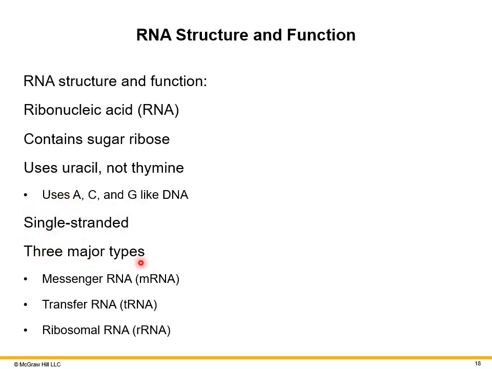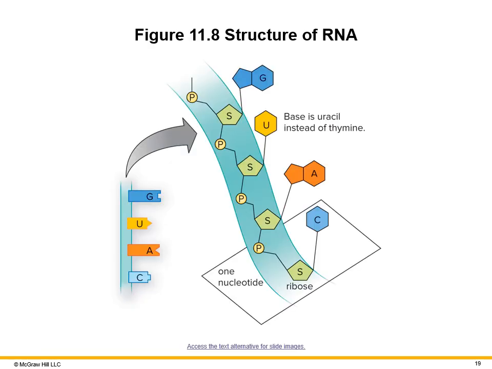There are three major types of RNA. We have messenger RNA, also called mRNA, transfer RNA, also called tRNA, and ribosomal RNA, called rRNA. And here we see the structure of RNA. Just like DNA, RNA is also going to have the phosphate and sugar backbone, which is the side of the RNA. And in the middle, there are the nitrogen bases. But instead of T in RNA, we have U.